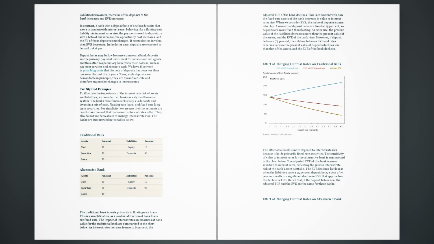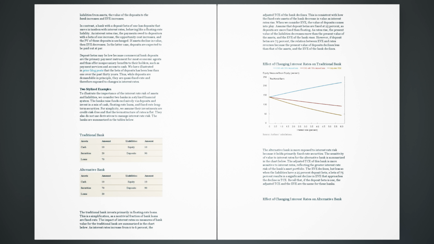Traditional bank, alternative bank. The traditional bank invests primarily in floating rate loans. This is a simplification, as a non-trivial fraction of bank loans are fixed rate. The impact of interest rates on measures of bank value for the traditional bank are summarized in the chart below. As interest rates increase from 0 to 6%, the adjusted TCE of the bank declines. This is consistent with how the fixed-rate assets of the bank decrease in value as interest rates rise.